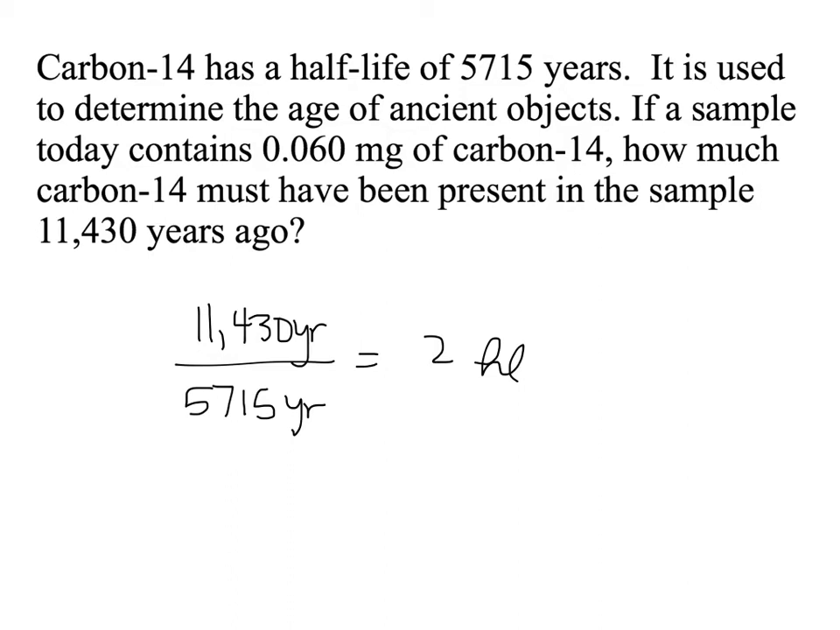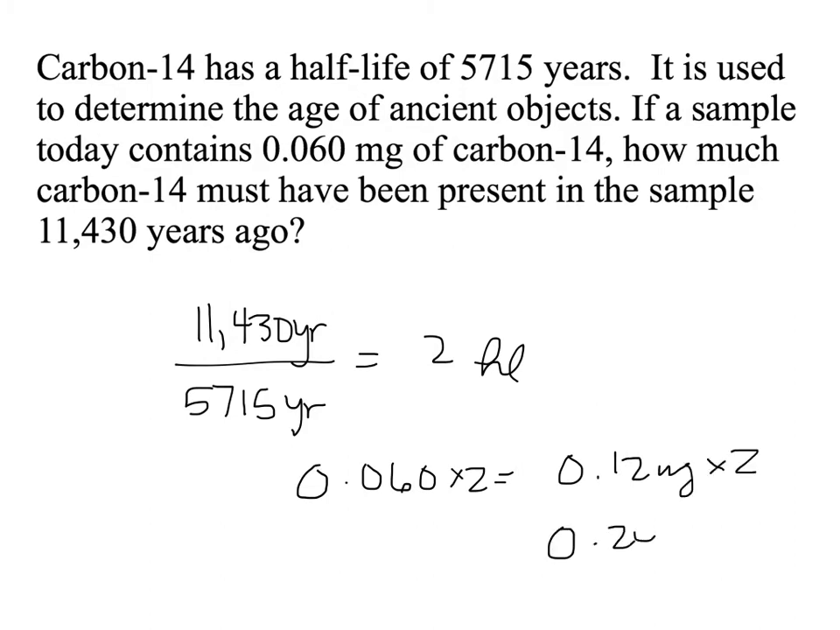So instead of dividing, once again, I'm going to double it. How many times am I going to double it? Only 2. So I'm going to start out with 0.060 times 2, which will give me 0.12 milligrams. And then I need to double that. That'll give me 0.24 milligrams. And I went with 2 sig figs due to the 2 sig figs here.